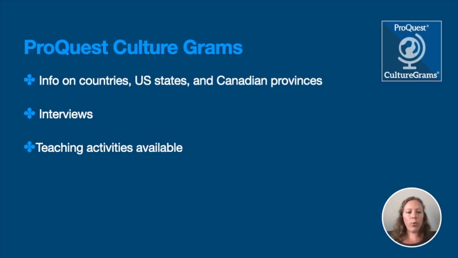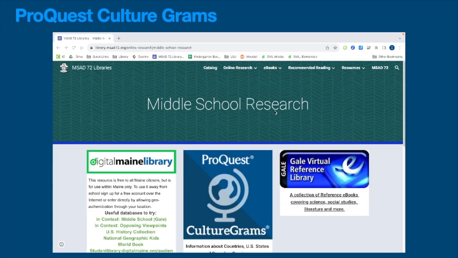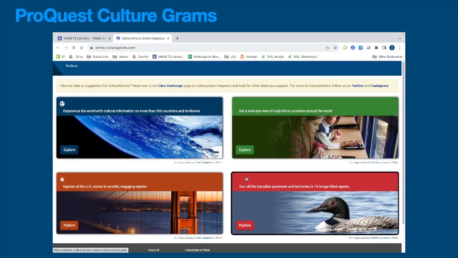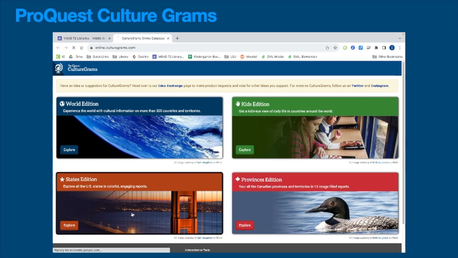The next tool we will review is one more research database called ProQuest Culturegrams. Culturegrams is a great resource for state or country research. Like other options we have viewed, it has lots of interactive features while providing reliable information and teaching extensions. Culturegrams is also accessed from either the elementary or middle school research tabs. The homepage for the site provides editions for world, kids, states, and provinces. I found the kids and state editions to be the most kid-friendly.